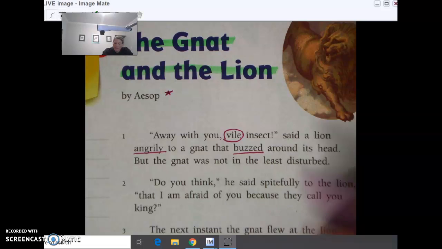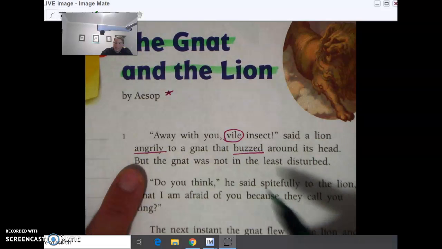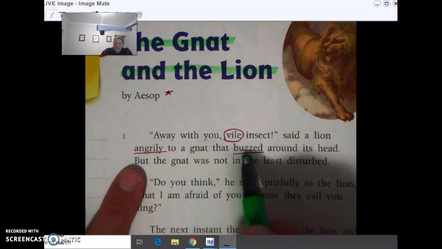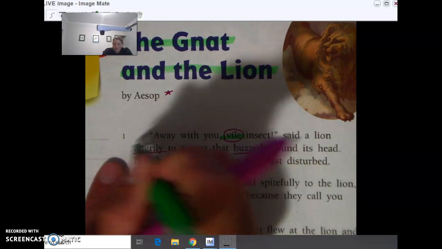I'm going to circle that word vile. We'll come back to it later, but it's a word that's just new to me. I'm underlining angrily and buzzed because this allows me to know how the lion feels and what the insect is doing, the gnat, which will help me to understand this word.